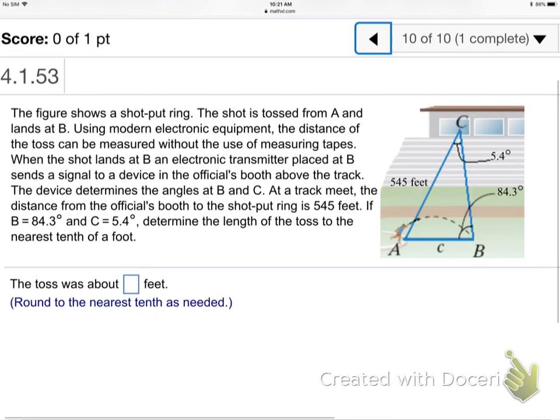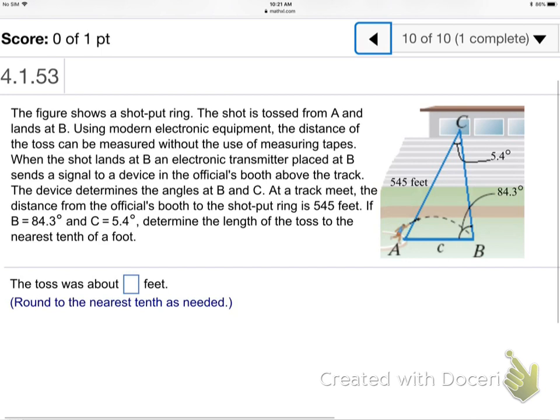The figure shows a shot put ring. The shot is tossed from A to B. Using modern electronic equipment, the distance of the toss can be measured without the use of measuring tapes. When the shot lands at B, an electronic transmitter placed at B sends a signal to a device in the official's booth above the track. The device determines the angles at B and C. At a track meet, the distance from the official's booth to the shot put ring is 545 feet. If B is 84.3 degrees and C is 5.4, determine the length of the toss to the nearest foot.